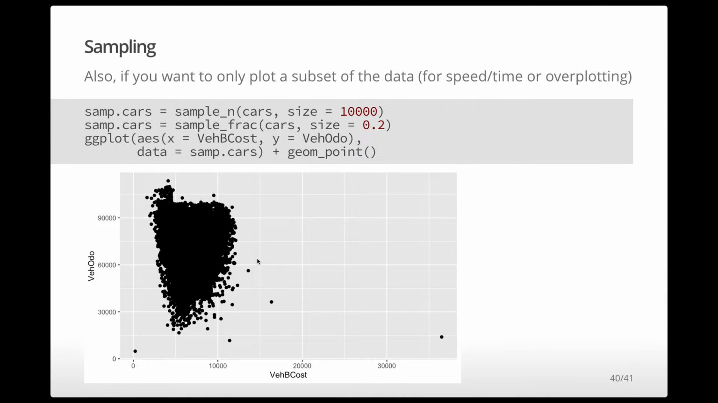So lastly, I'm just going to cover one small thing. Sometimes people want to sample their data, especially if you have really large data. From dplyr, there are two functions that I think are relevant. sample_n, which allows you to say how many you want to sample, and sample_frac, which allows you to give a fraction, what percentage of the data you want to sample.